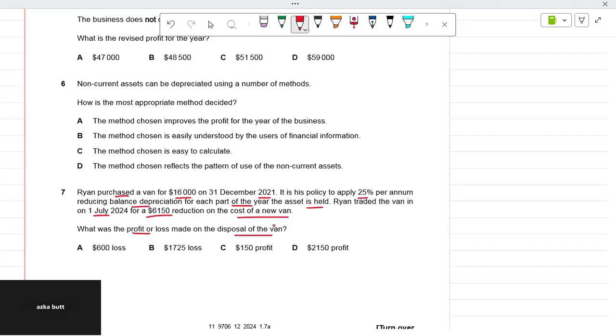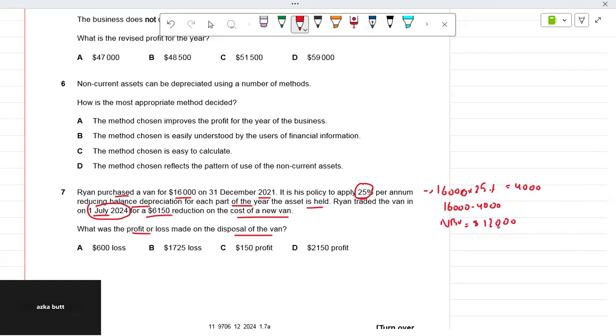Okay. So basically purchase date is 31st December 21 and the depreciation rate they are following is 25% per annum by the reducing balance method, and the trading date is 1st July 2024. Okay. So we just want to find out the depreciation for 16,000. So this is equal to 4,000. So carrying amount at the end of 2022 will be 16,000 minus 4,000. So the carrying value will be 12,000. This is the net book value, or you can say the carrying value.